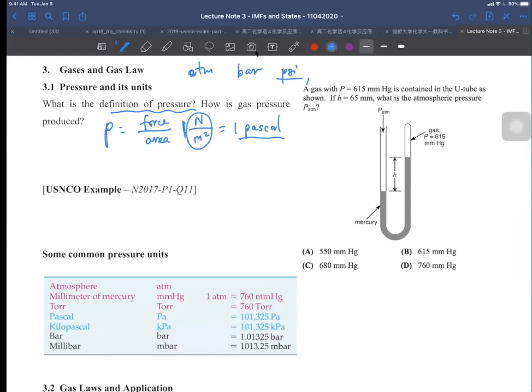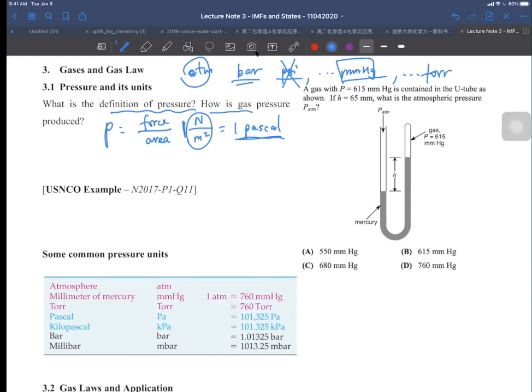PSI, anymore? Yeah, there might be a few. A millimeter of mercury, right? And a few more. Due to historic reasons, we use so many different units. But you don't need to memorize all of them because in the test there will be a conversion factor to guide you. So no worry. The most commonly used are Pascal, ATM, and bar, maybe millimeter of mercury as well. The only one which is not so common is probably PSI, and also torr, TORR, right? You will probably see different units used in different applications.